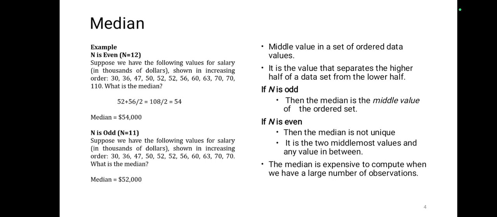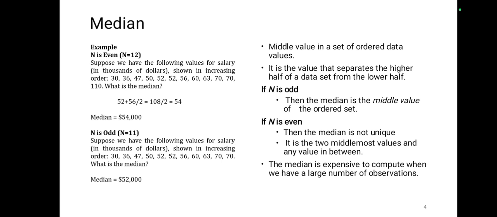It is the two middlemost values, so you can take any one between that, right? So here the example is given. I have a total number of values 12, and the values start from 30, 36, 110, like the same previous example I have taken. So what is the median here? You have to take the middle value.